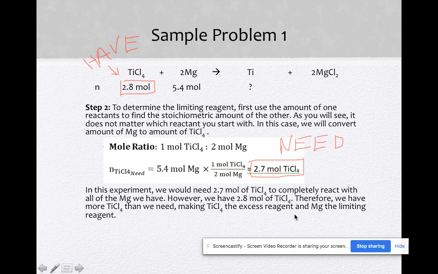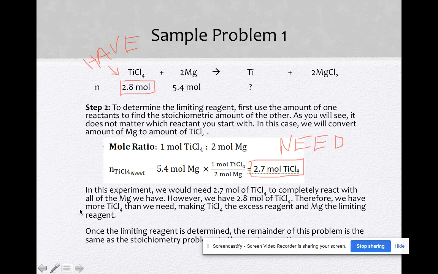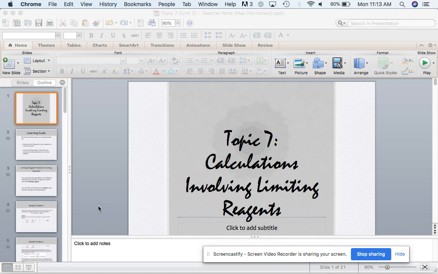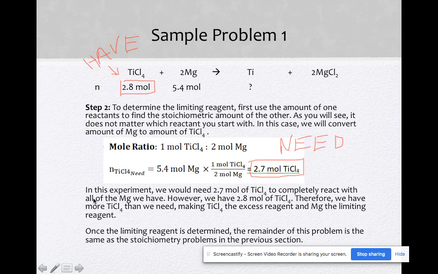So anytime we're doing a limiting reagent problem, we're going to have to identify what the limiting reagent is. And we're going to use this strategy where we're going to choose one of the reagents and figure out how much of the other one we would need. And we're going to compare with what we have. And then we're going to be expected to write a therefore statement to try to explain it, very similar to what I have written down over here. And once we know the limiting reagent, we can use the limiting reagent, which in this case was magnesium, to solve for the amount of titanium, which we're going to do now.